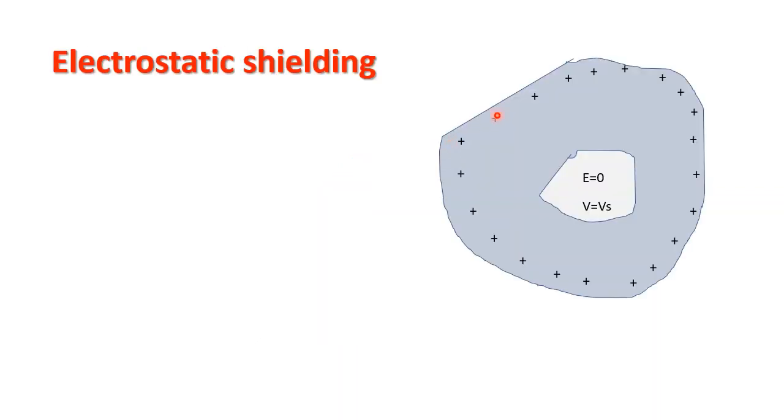Electrostatic shielding. Let us consider a conductor which has a cavity inside. Cavity means there is no material inside. And the charge is distributed all over the surface of this conductor. Since there is no charge inside the cavity, the electric field there is equal to 0. The potential inside the cavity is the same as the potential on the surface of the charged conductor.